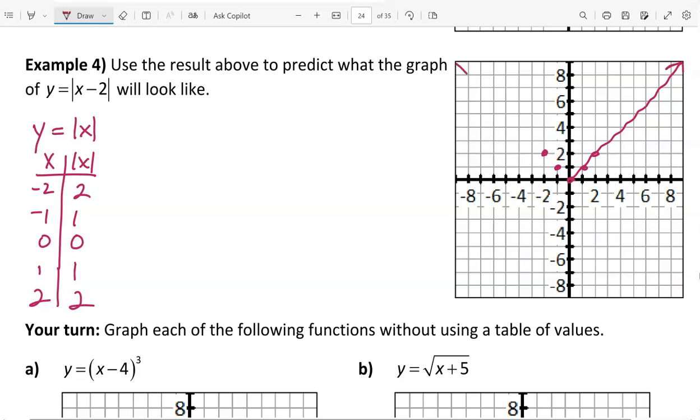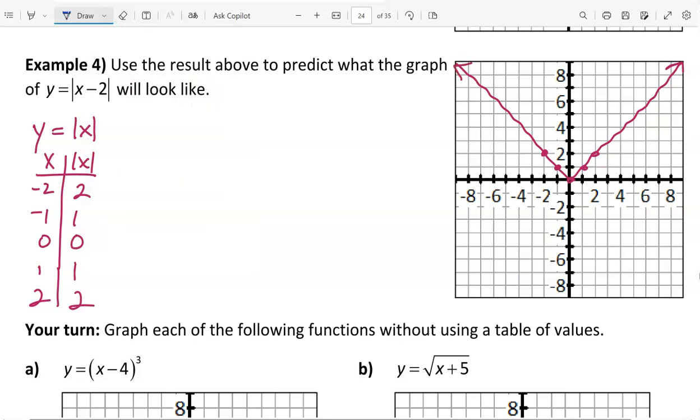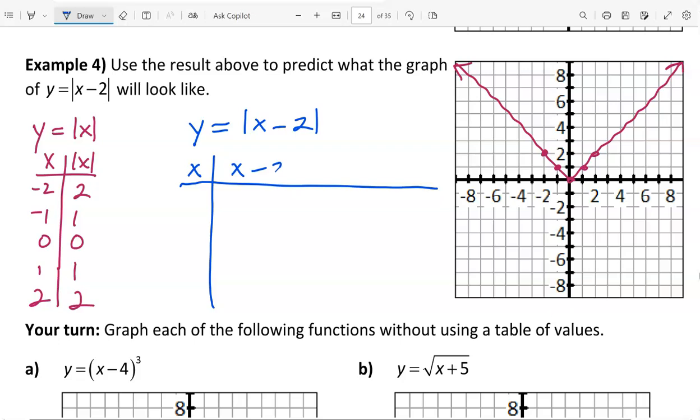And if that's the parent function, then we can take a look at the transformed function, y equals the absolute value of x minus 2. My order of operations is slightly different now that the x minus 2 is inside the absolute value. When we replace x with a number, we have to subtract 2 first and then take the absolute value.